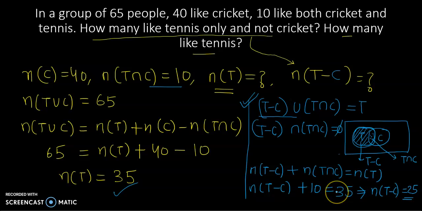So that means this 35 may have some people who also like cricket, but 10 people are common who like tennis and cricket both. So that's how the problems related to the union of sets, or in fact I would say the addition theorem of sets, can be solved. Thank you very much.